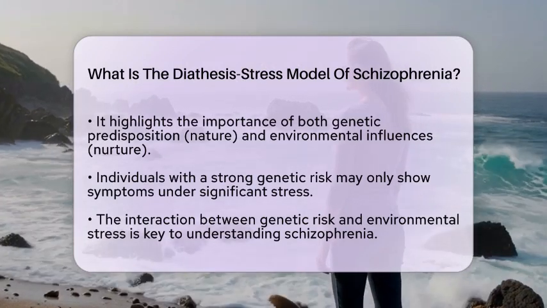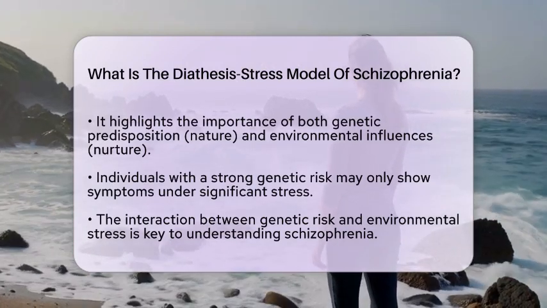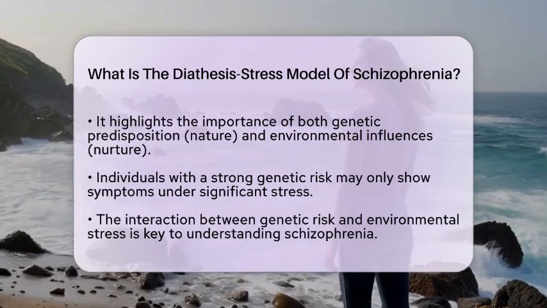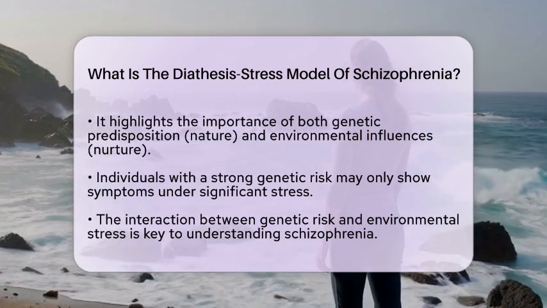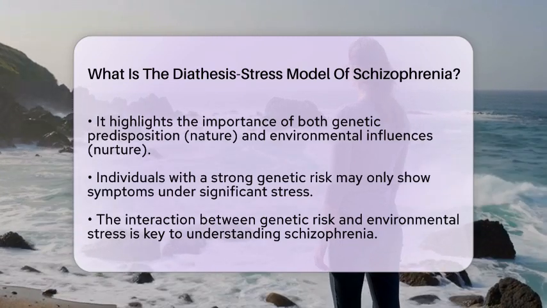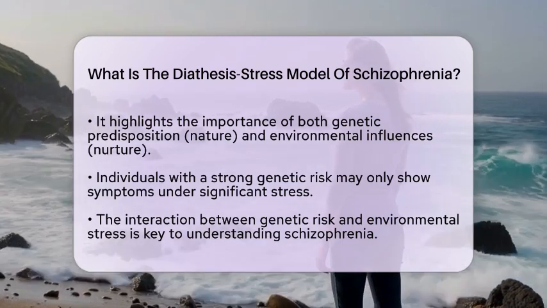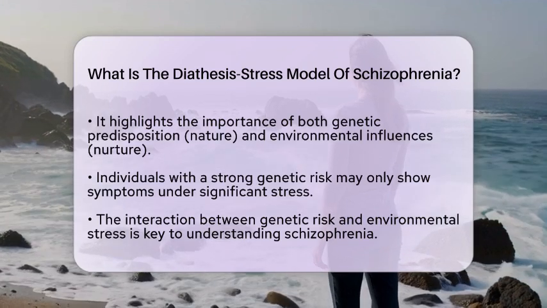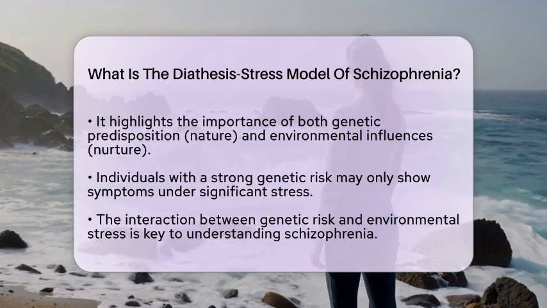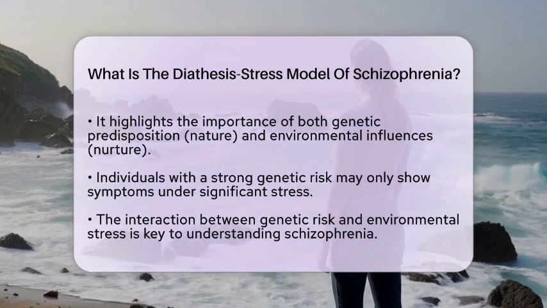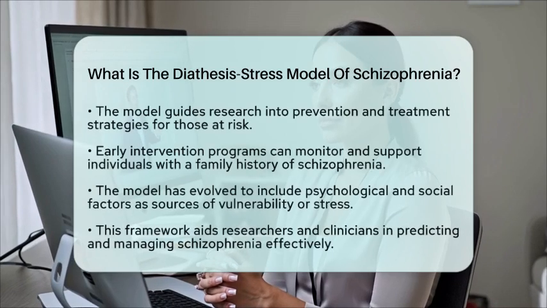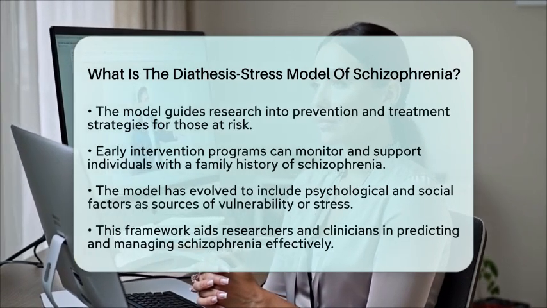From the perspective of schizophrenia research and genetics, the diathesis-stress model is important because it shows that genes alone do not cause schizophrenia. The interaction between genetic risk and environmental stress is what truly matters. This understanding guides research into prevention and treatment, such as identifying individuals at risk and finding ways to reduce stress or support coping skills. Practical applications of this model include informing early intervention programs. If someone has a family history of schizophrenia, monitoring and support can be provided to help manage stress and lower the risk of symptoms developing.